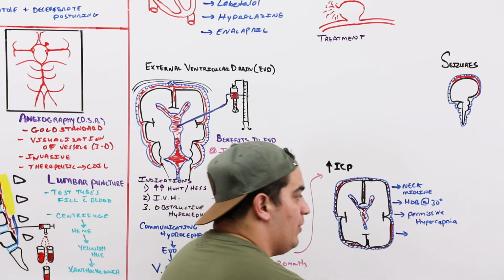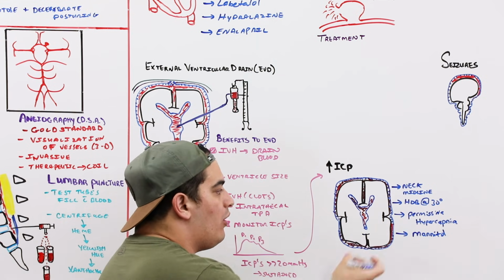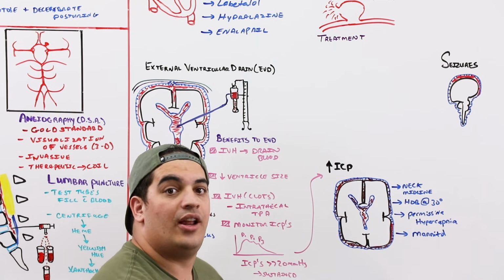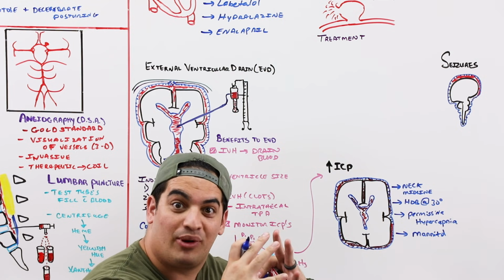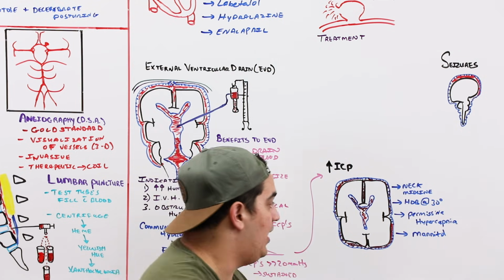The next thing that you would do is you could give things like mannitol. Mannitol is basically an osmotic agent, yanks water from healthy cells and helps to dehydrate the brain, shrinking the brain size. If you shrink the brain, it's one of the 3 components that can decrease your ICP.